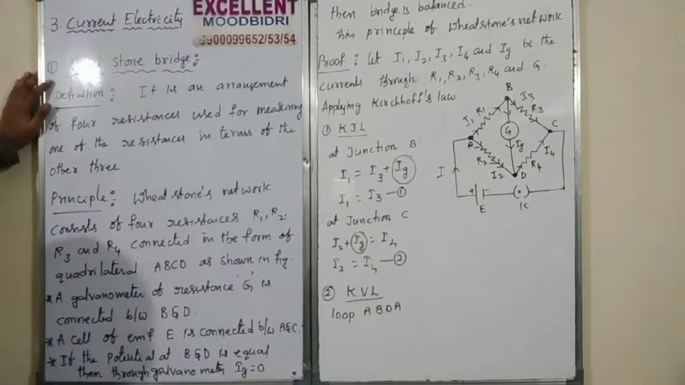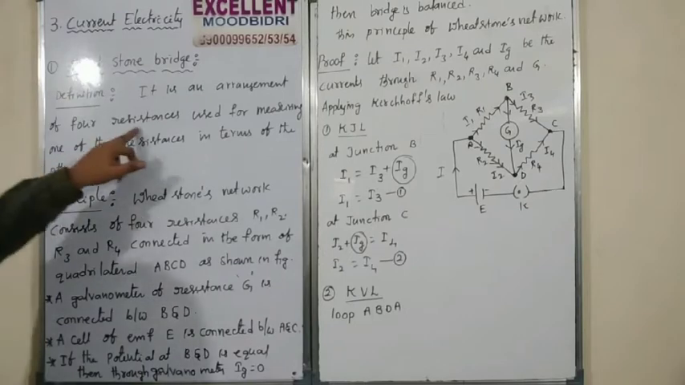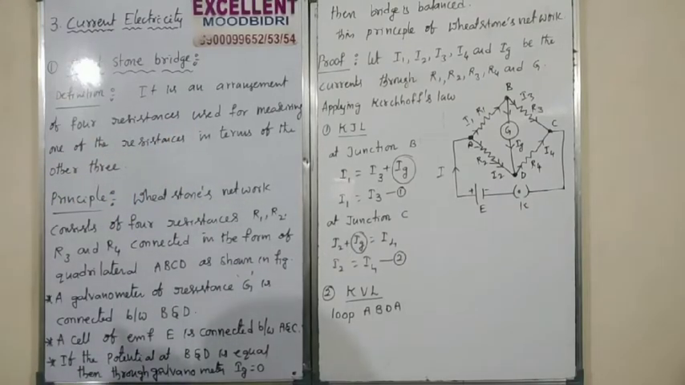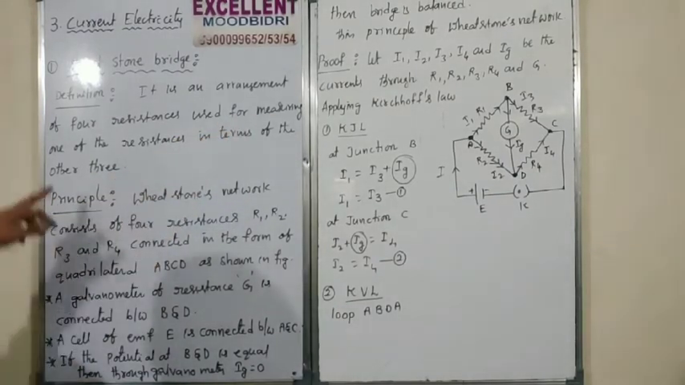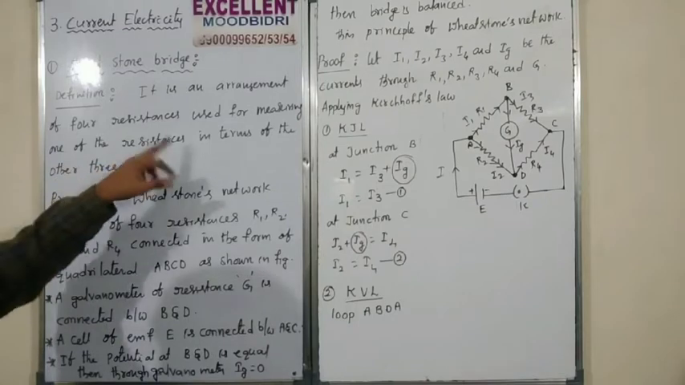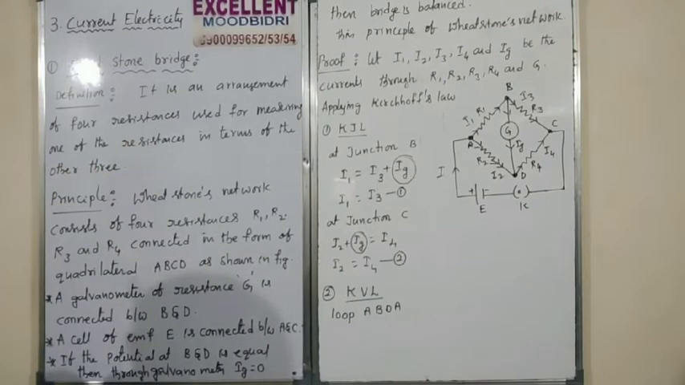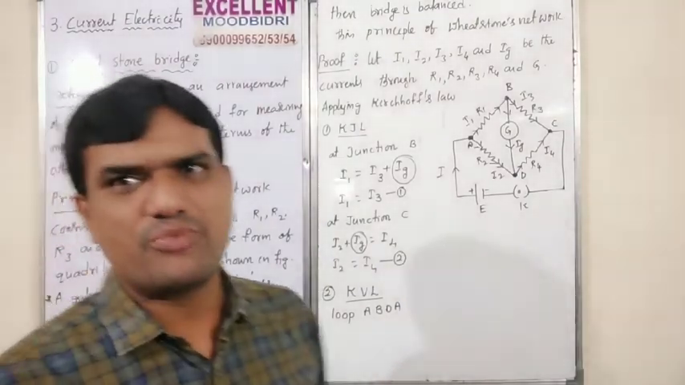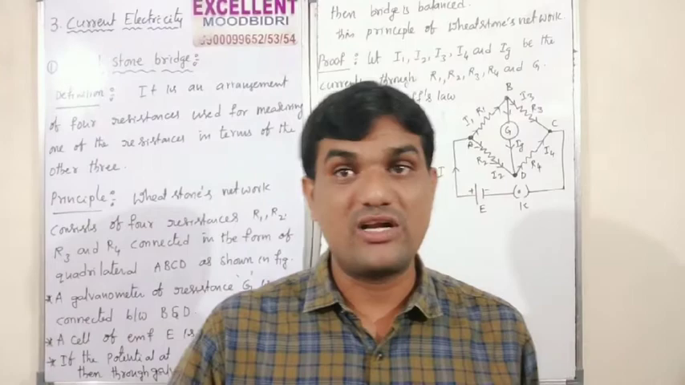What is the definition? It is an arrangement of 4 resistances used for measuring one of the resistances in terms of the other 3. Correct? What is the most important advantage? One more will be there.